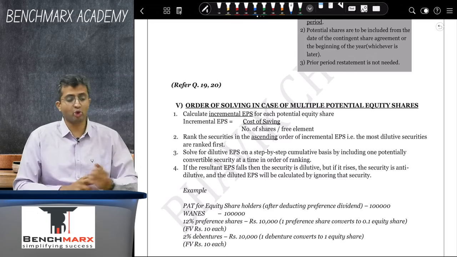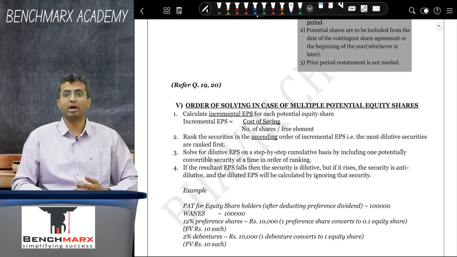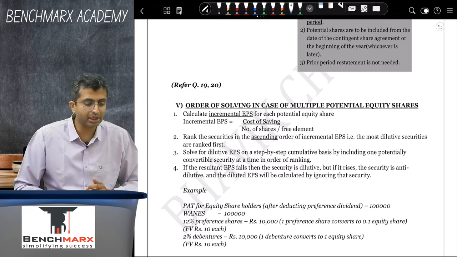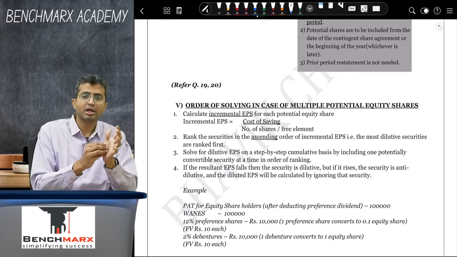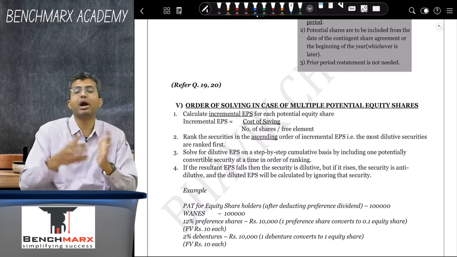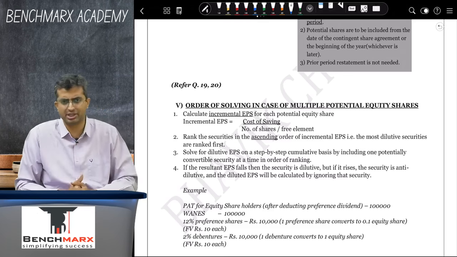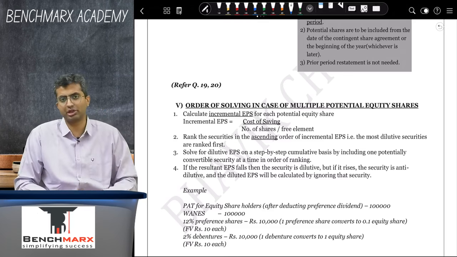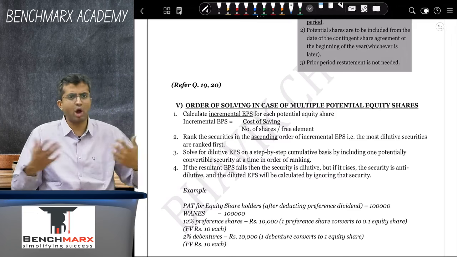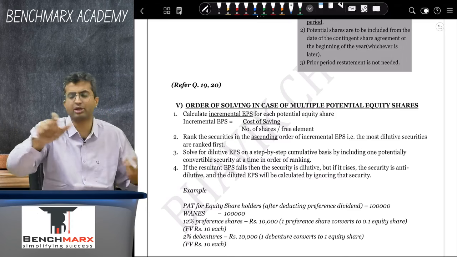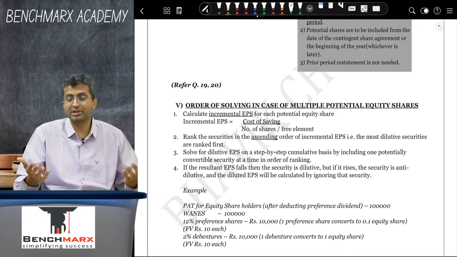Well, you will calculate what you call incremental EPS. Now, incremental EPS is calculated as the cost saving divided by the number of shares. So, how much will you save if a potential instrument is converted and you divide it by the number of shares? Okay. So, for example, if convertible debentures are converted, how much will you save? Well, you will save the interest net of tax.